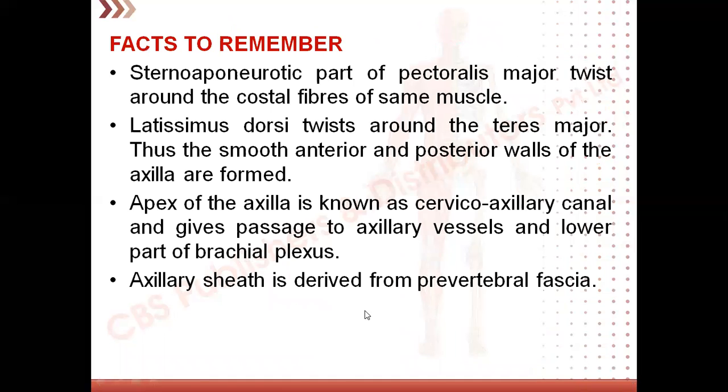Now, certain facts I want you to remember overall. The sternocostal part of pectoralis major twists around the costal fibers of the same muscle. Then latissimus dorsi twists around the teres major. Thus the smooth anterior and posterior walls of the axilla are formed. The apex of the axilla is the cervicoaxillary canal, because the contents of the neck region enter into the axilla, giving passage to axillary vessels and the infraclavicular part of the brachial plexus. The axillary sheath is derived from the prevertebral fascia.